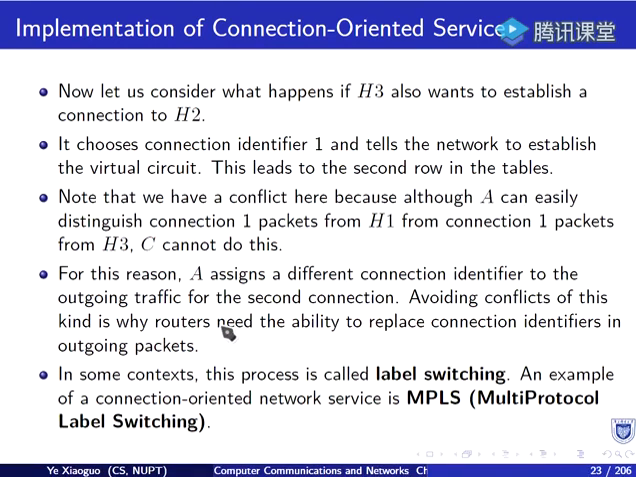So now let's consider what happens if host H3 also wants to establish a connection to H2. It chooses connection identifier 1 and tells the network to establish the virtual circuit. This leads to the second rule in the table.